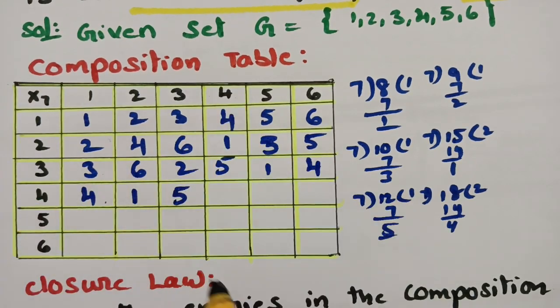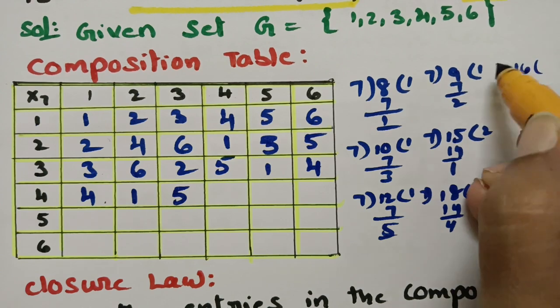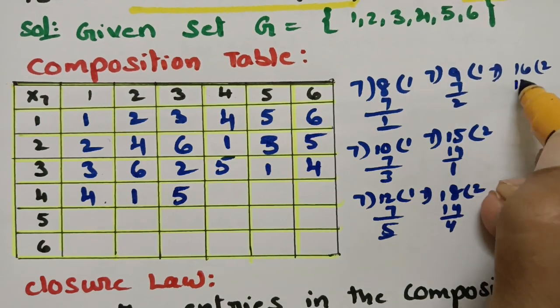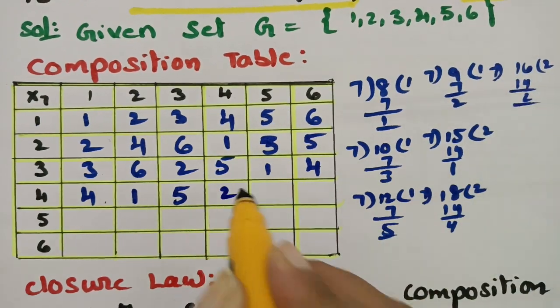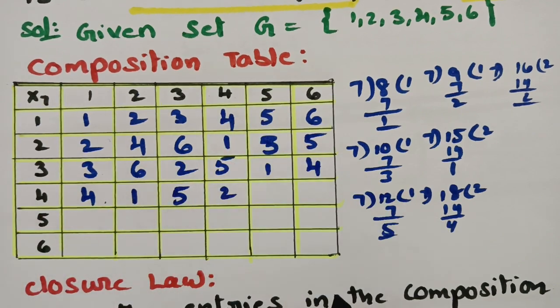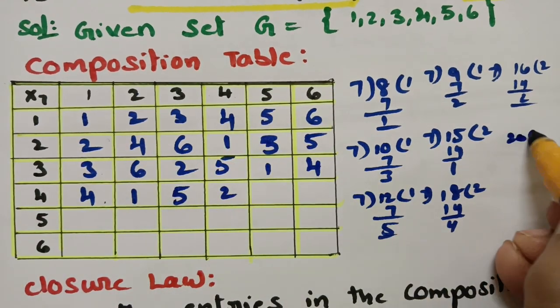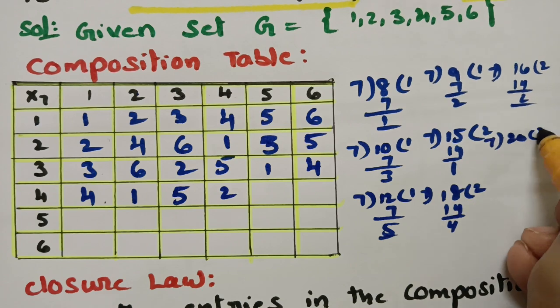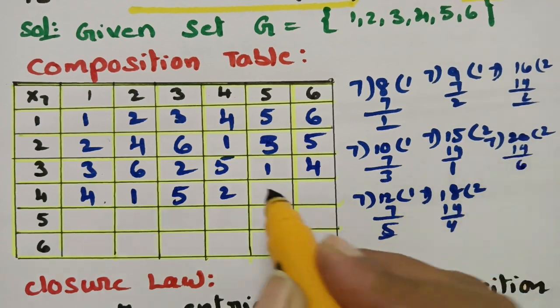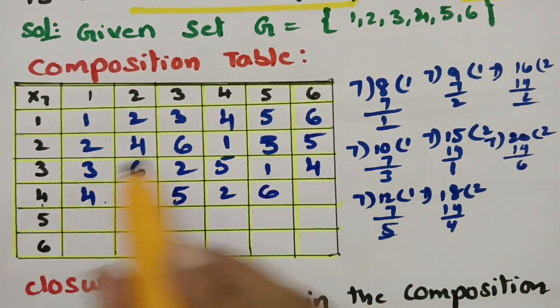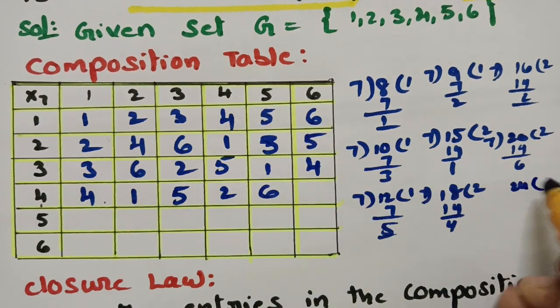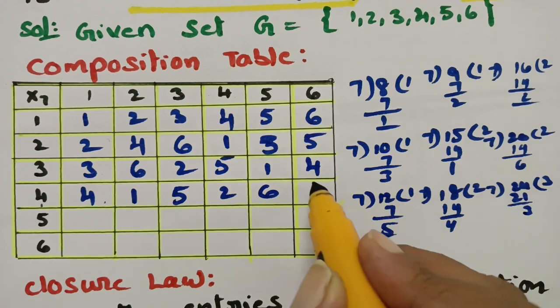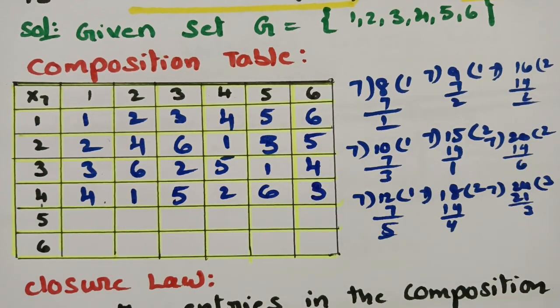This is 4 fours are 16. So 16 divided by 7, 2 sevens are 14, the value here is 2. This is 4 fives are 20, and here 14 is subtracted, the value here is 6. And next one, this is 24. 24 divided by 7, 3 sevens are 21, the value here is 3.